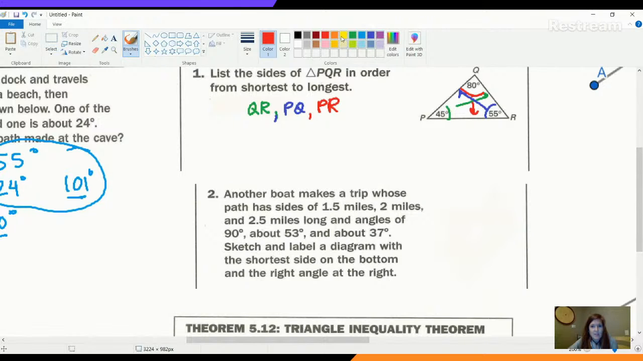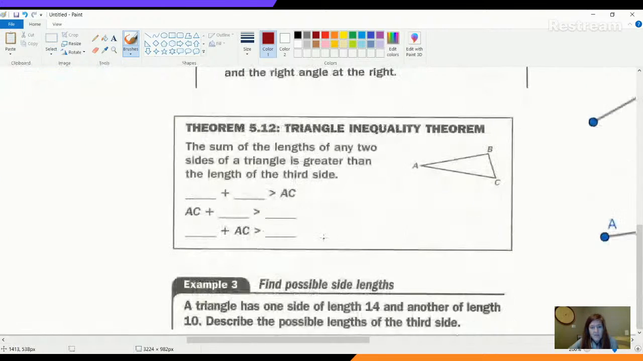The other thing I wanted to talk to you about is theorem 5.12. This one is a really important theorem. Again, I'm tutoring some people on ACT and SAT, and this does come up on the ACT and SAT. So this is called the triangle inequality theorem.